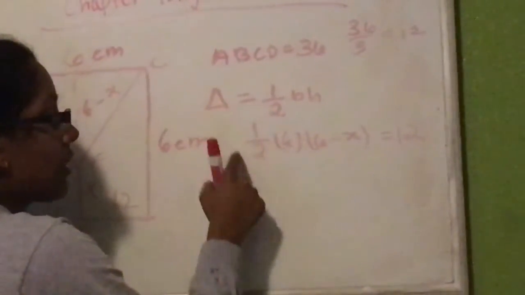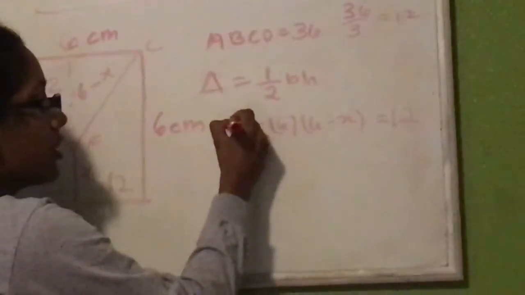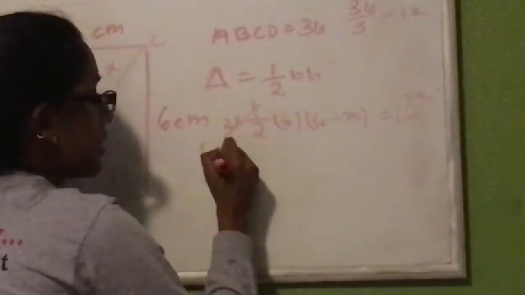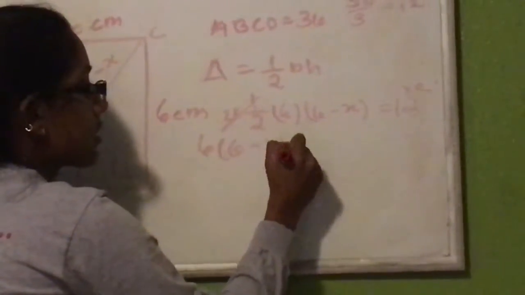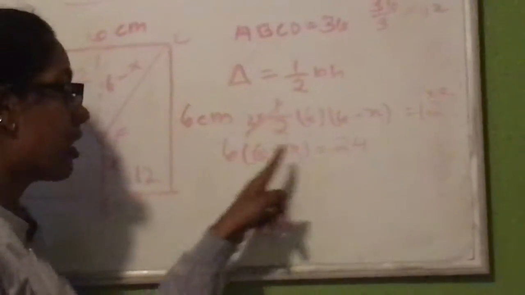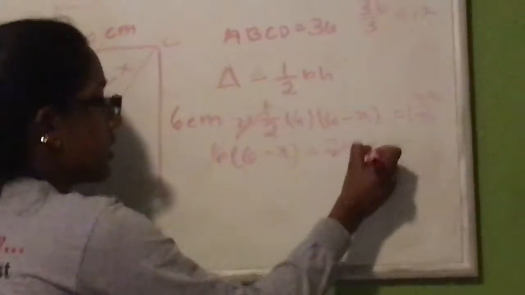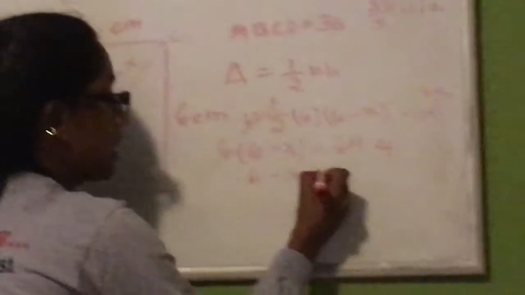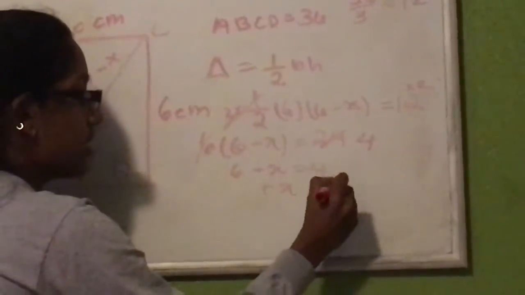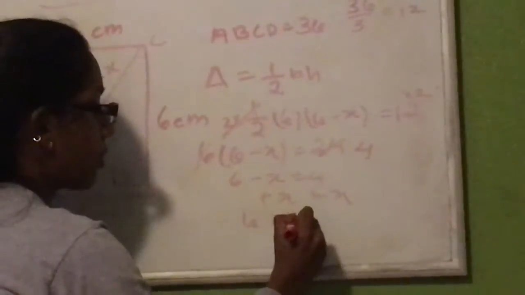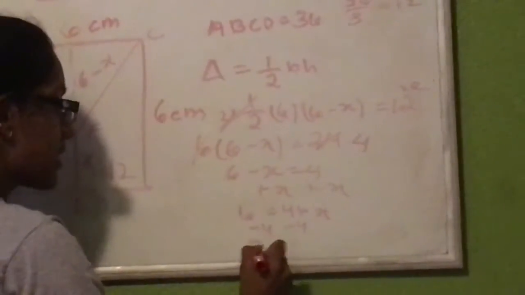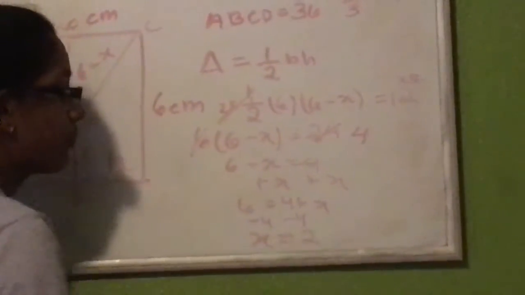So first we're going to get rid of this 1/2. We do that by multiplying by 2 on both sides. This gives us 6 times 6 minus X equals 24. Next, we divide by 6 on both sides. That gives us 6 minus X equals 4. We're going to add X to both sides, giving us 6 equals 4 plus X. Subtract 4 from both sides, and that gives us X equals 2.